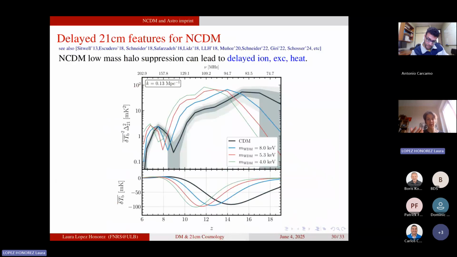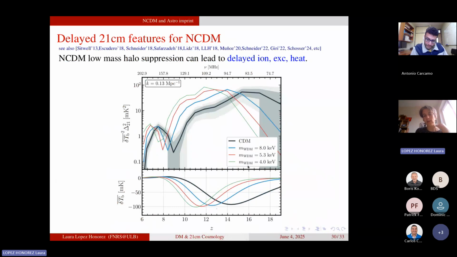I already told you, but now I can show you with an image. What is the effect of non-cold dark matter on the 21 centimeter signal? So this is the power spectrum. This is the global signal. You see again as a function of redshift. The fiducial scenario is in black, which is cold dark matter in this case. And you see what happens when you consider warm dark matter with different masses.